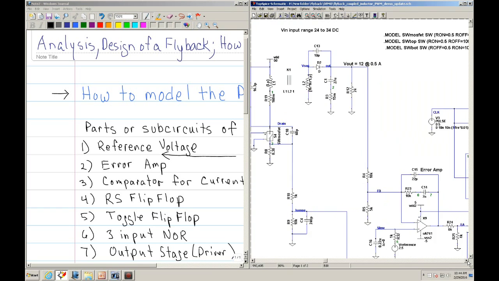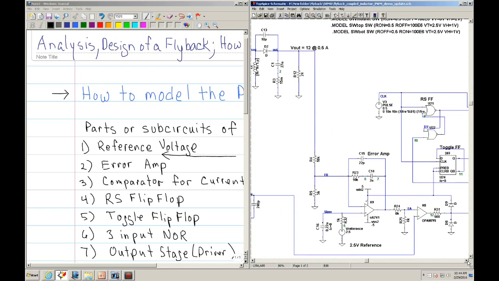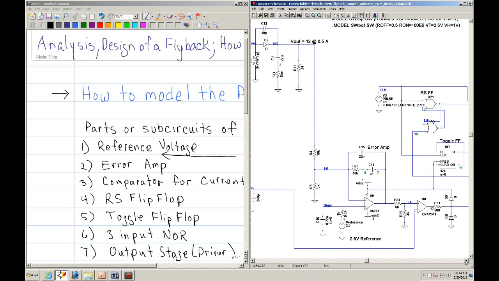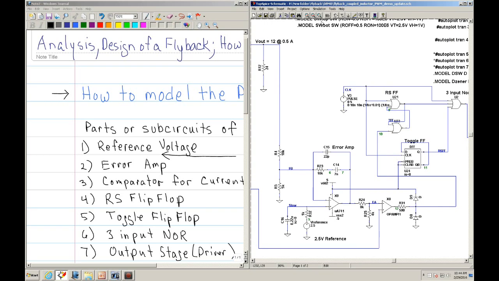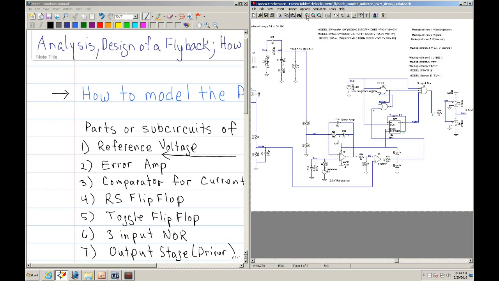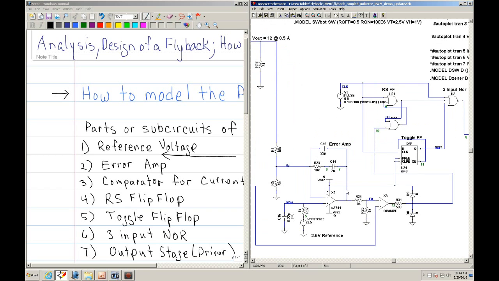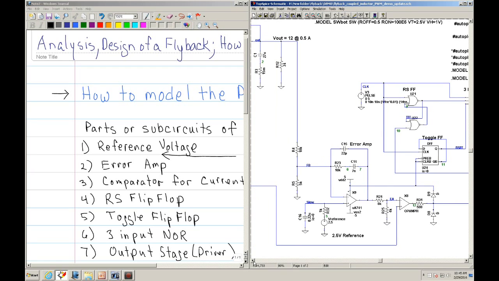And at the end, anybody that needs or would like to duplicate this, they're welcome to duplicate it. If not, you can email me for the request for this file, so you can have a better feel of how a PWM works. Okay, so the first one, let's cover this, would be the reference voltage.